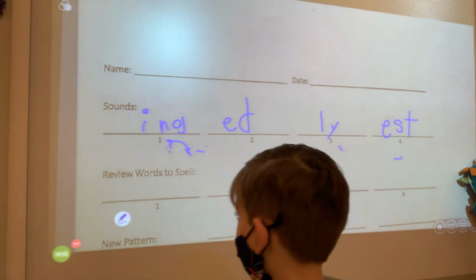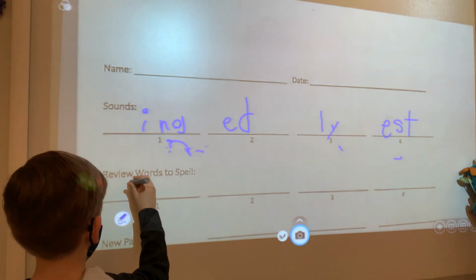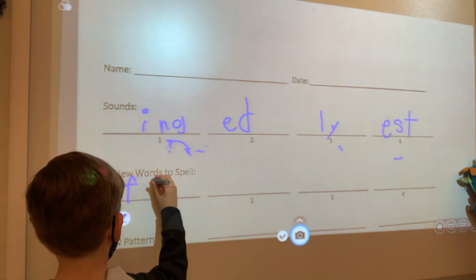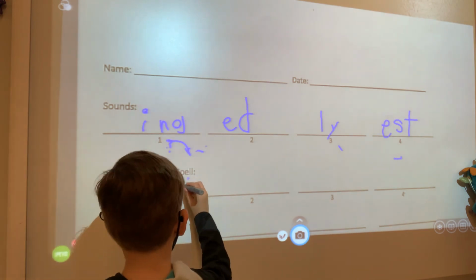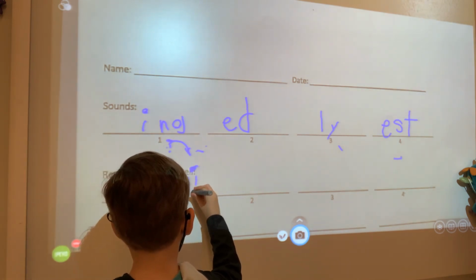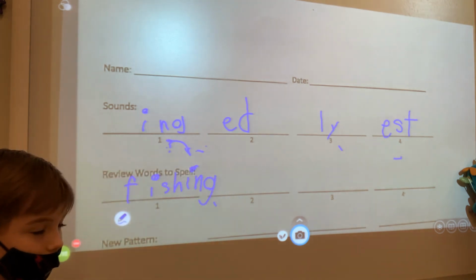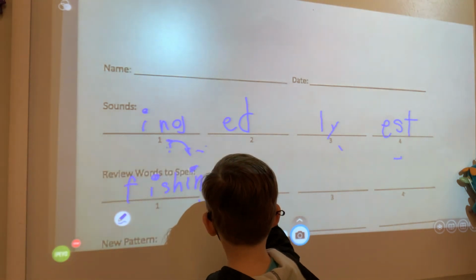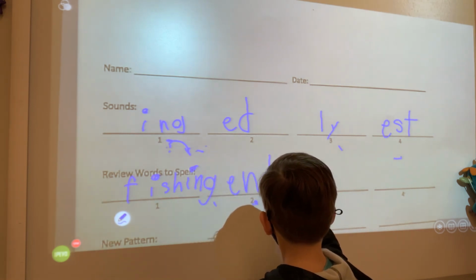All right, let's check his sounds first. ING is correct. ED is correct. LY is correct. EST is correct. All right, review words to spell. You know you're going to use that ING, and the word is fishing. He went fishing at the pond. Fishing. Second word, ended. That is how the story ended.